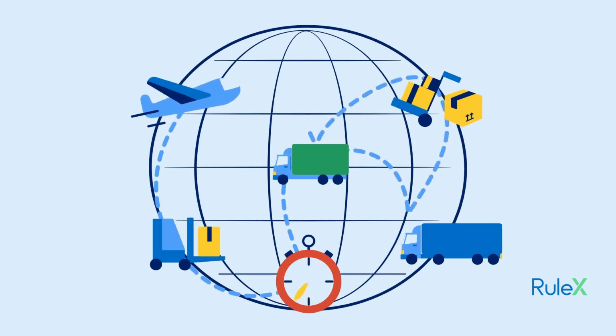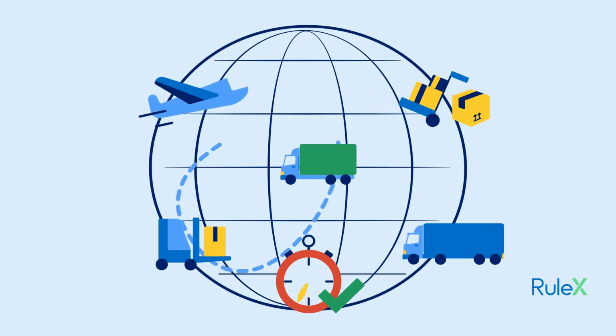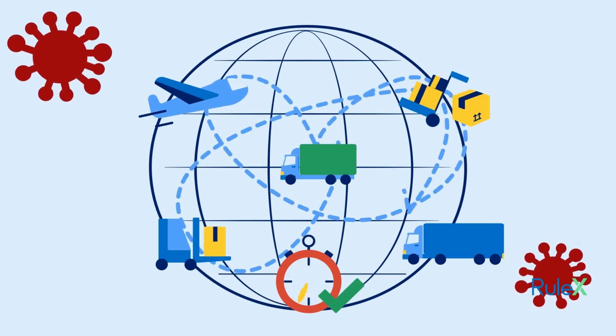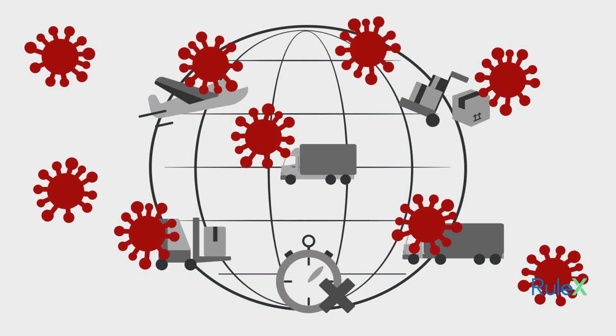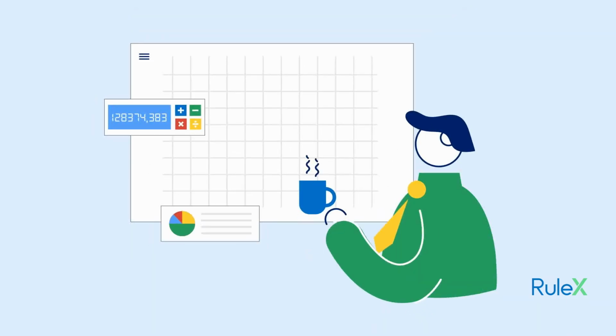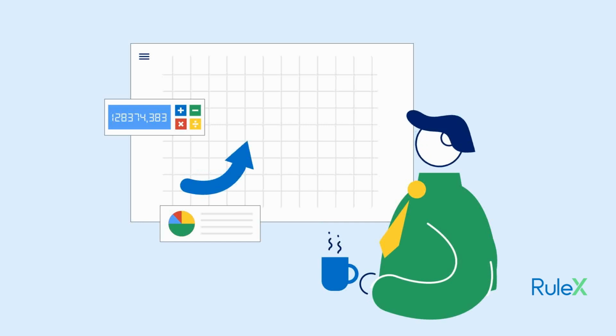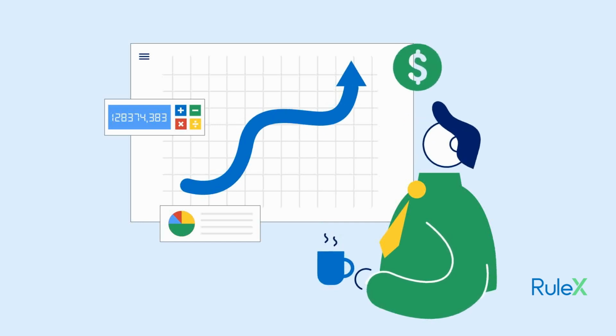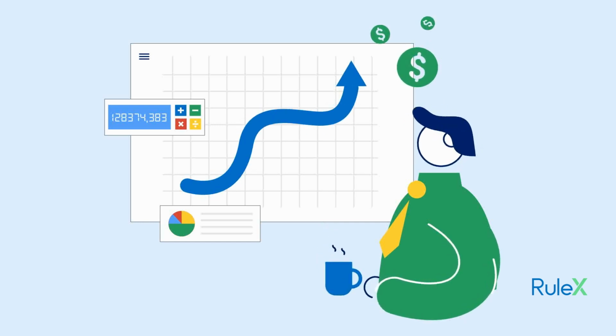COVID-19 is still having a major impact on global supply chains, so they need continually to adapt quickly to respond to sudden changes. Without a high-level overview on what's changing, taking targeted mitigation actions is extremely challenging and costs can easily slip out of your control. Let's see how Rulex tackles this.